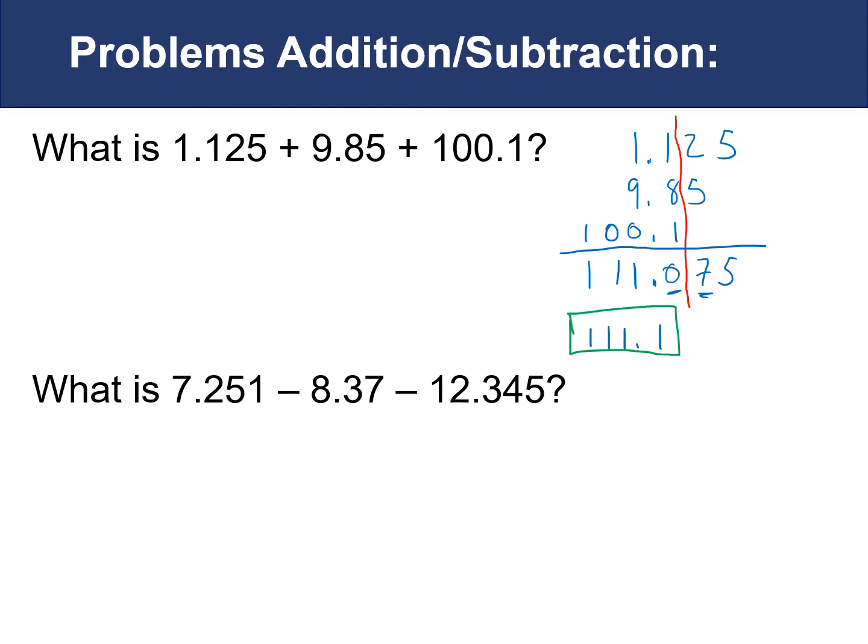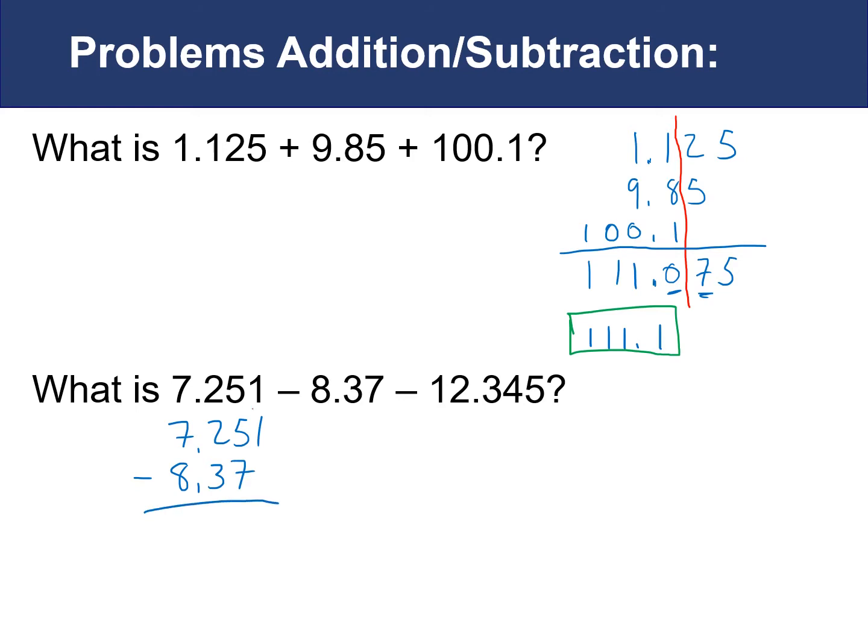Looking at the subtraction, we're going to take 7.251, subtract from that 8.35, and then from that we will subtract 12.345. So I'm going to do this one actually in stages so we can look to see how it is working step by step. So we're going to take our 7.251, subtract 8.37.